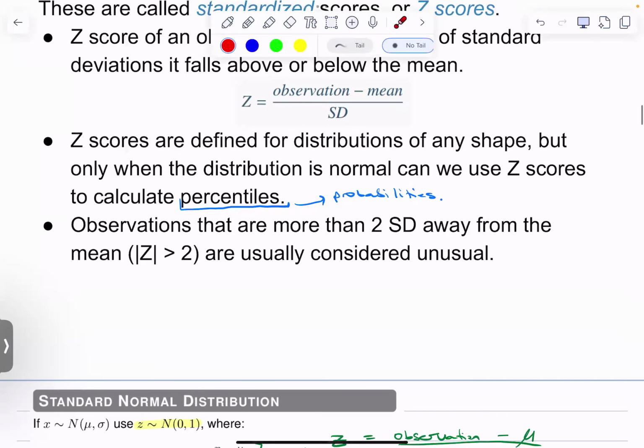Now we've talked about outliers before, right? And being able to pick out outliers or extreme observations is part of the job, right? And determining, okay, this is an unusual observation that I'm seeing, I'm going to dig deeper into this. And so what we're going to find is that any observations that are more than 2 standard deviations away from the mean are usually considered unusual.